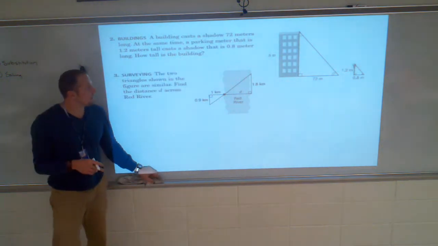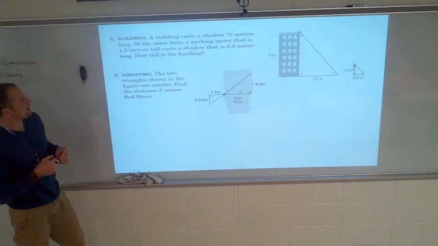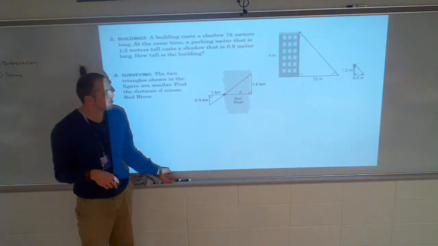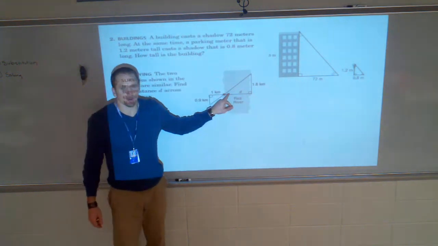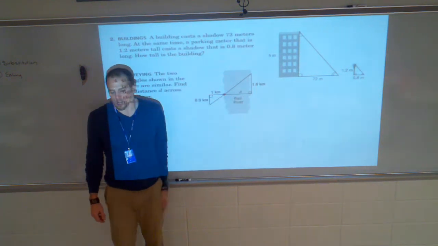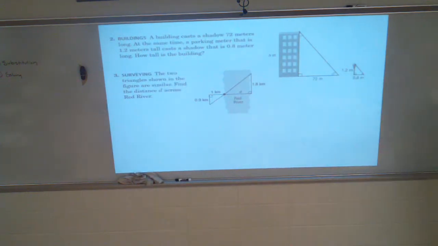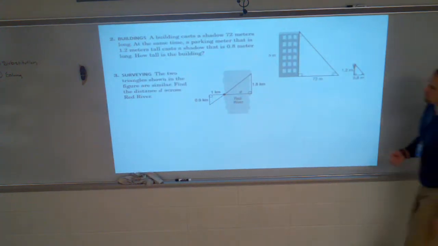Okay, number 3, surveying. The two triangles shown in the figure are similar. Find the distance D across the Red River. Okay, here's the thing. You're a surveyor. You need to know the distance across the river so that you can build a bridge. Are you going to take a tape measure and swim across the river to the other side and measure it? No, let's figure out a better way.